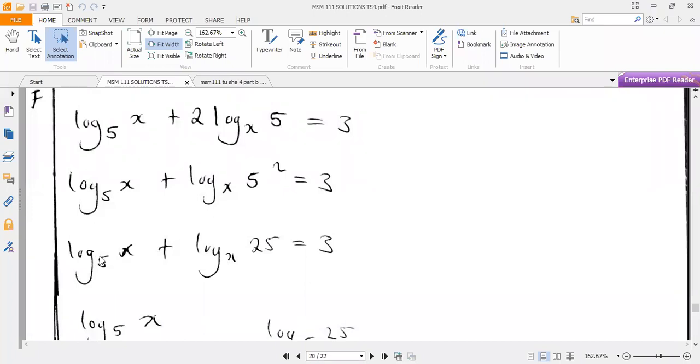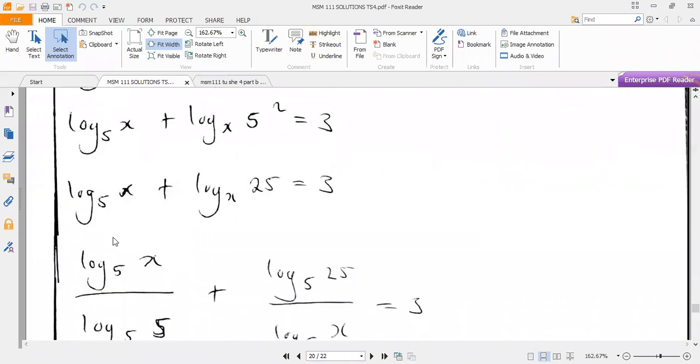It is log base 5 of x plus log base x of 25 is equal to 3. What do we do here now? We want to change this guy here to have a new base, isn't it? What base do we want? If you have noticed, there's a 5 there, isn't it? So we want to change it to base 5.